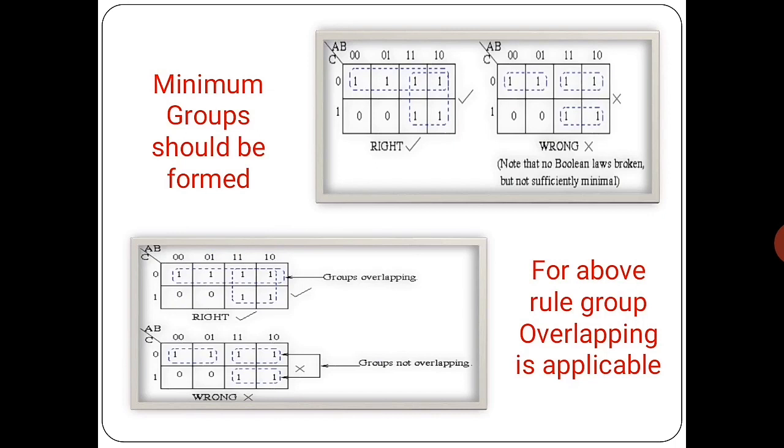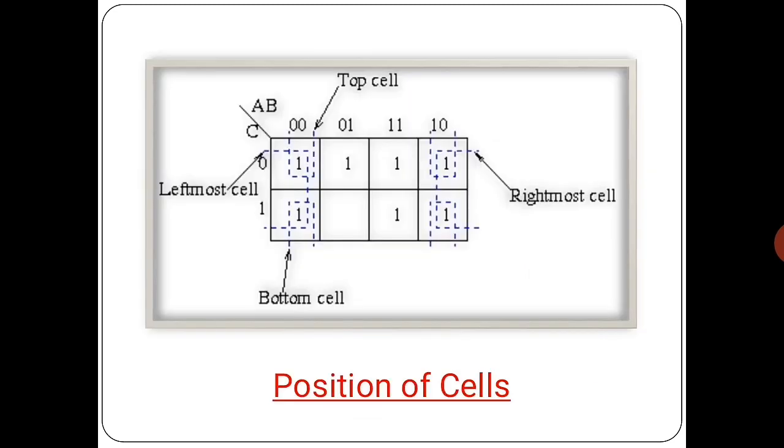And also for the above rule, group overlapping is applicable. You can see the top rightmost example, there is no overlapping in this particular grouping, but on the left hand side we have overlapping. Overlapping is acceptable when, if we overlap, the number of groups will be minimized. At that time we can go for the overlapping.